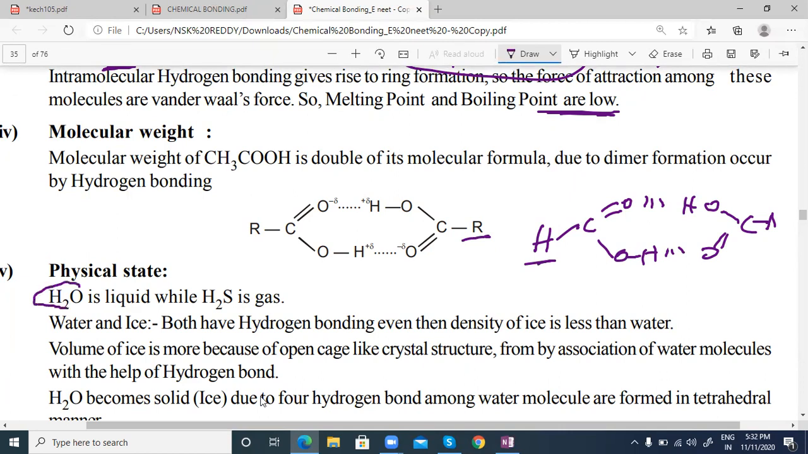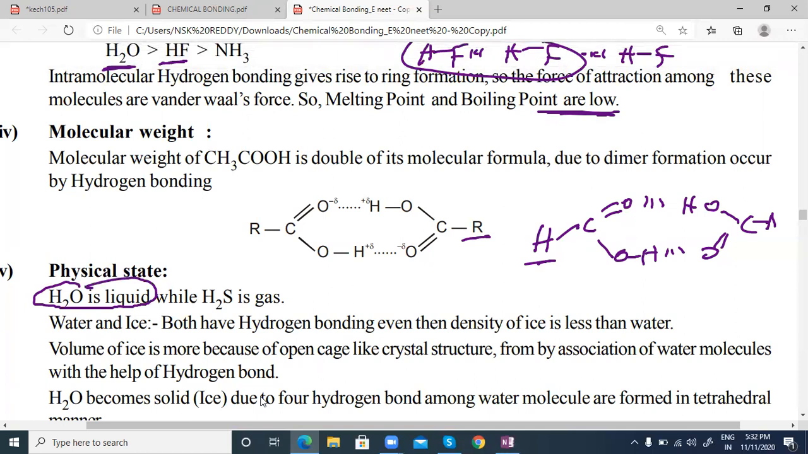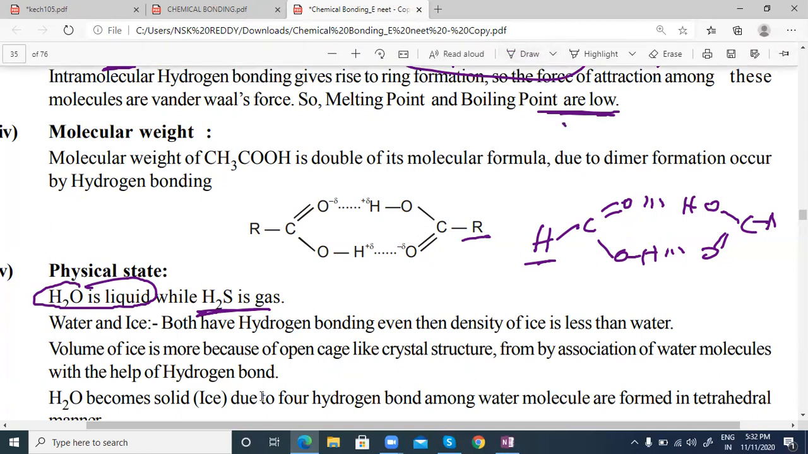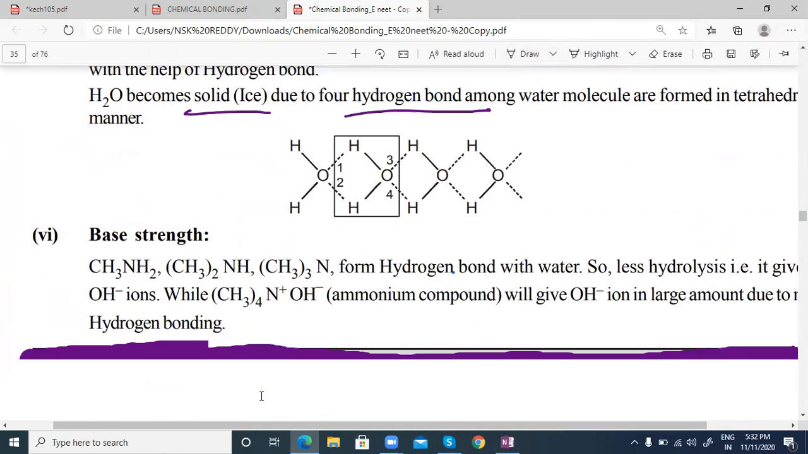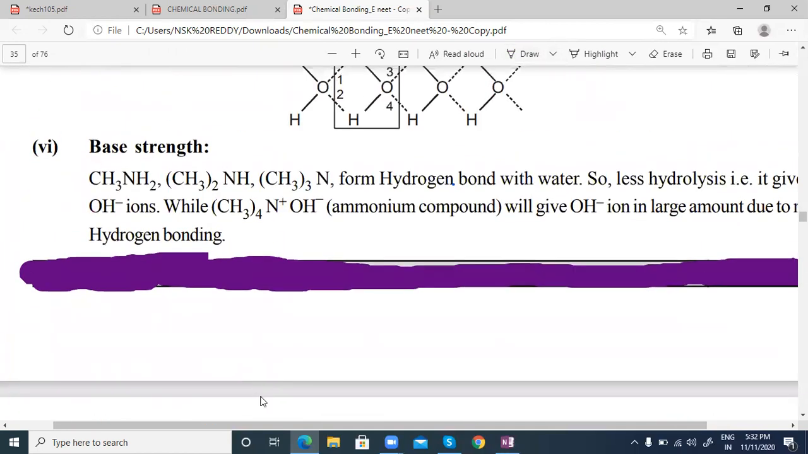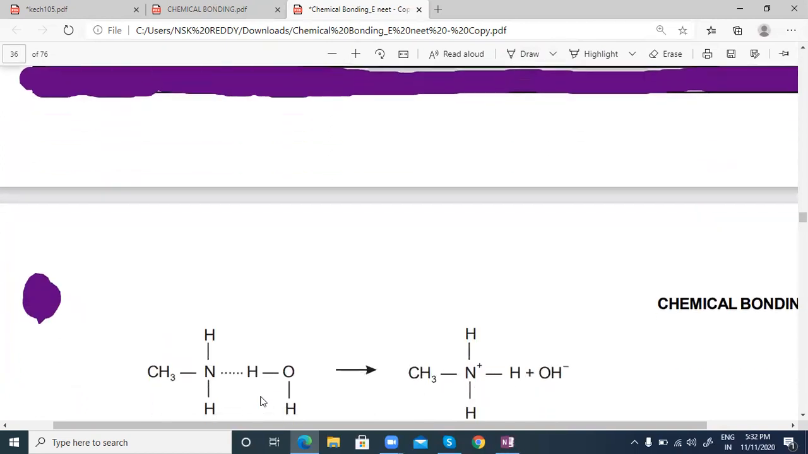And physical state: H2O exists as a liquid, but H2S exists as a gas, due to hydrogen bonding. Only one reason, hydrogen bonding. And the next application you can see here: even water forms four hydrogen bonds. You can find the four very clearly in the solid state. And the basic strength and all these things we need to know in organic chemistry, so I'm not discussing that here.